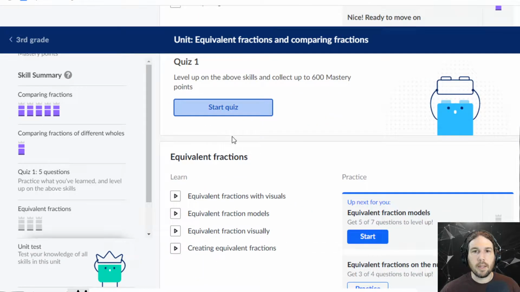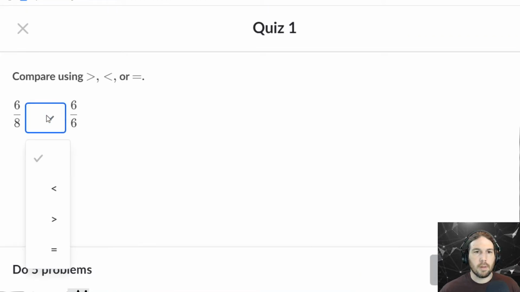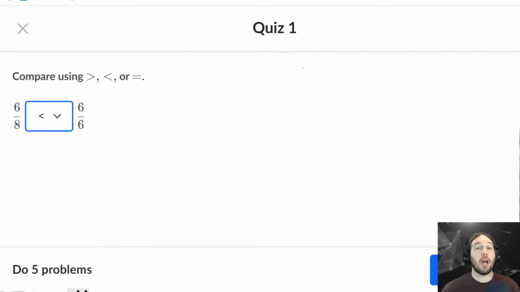All right. Quiz 1. Again, a larger denominator means a smaller fraction, if the numerators are equal. I got to make sure that I throw that in there because it can change over time.